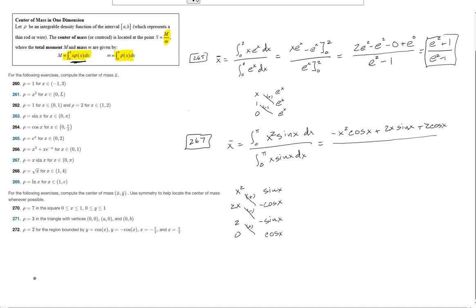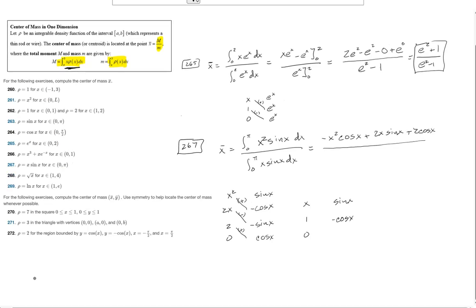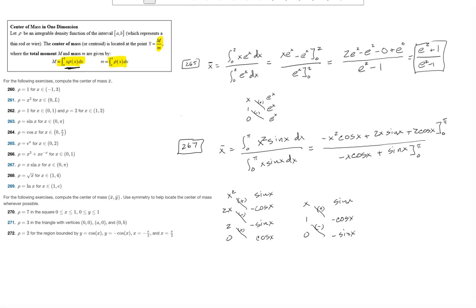And then on the bottom, we have to do another integration by parts. So we have x, 1, 0, sine x, negative cosine x, negative sine x, multiplying here, multiplying there. We get negative x cosine x plus sine x, evaluated from 0 to pi. You can go ahead and evaluate that one on your own.